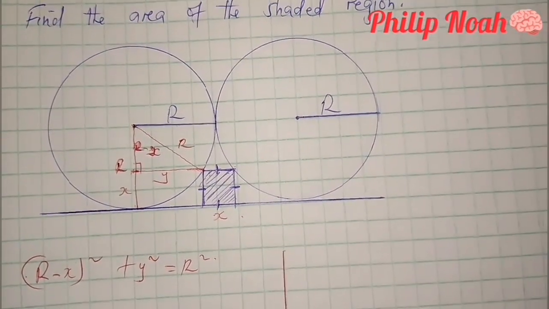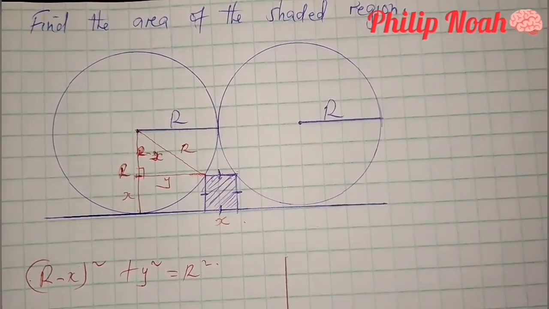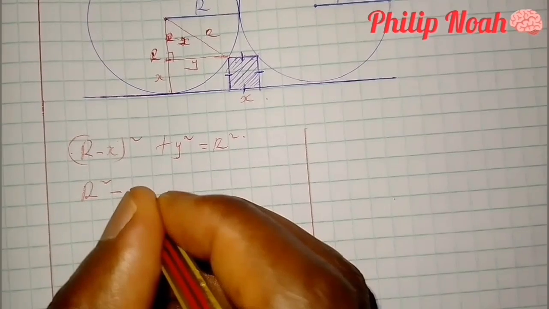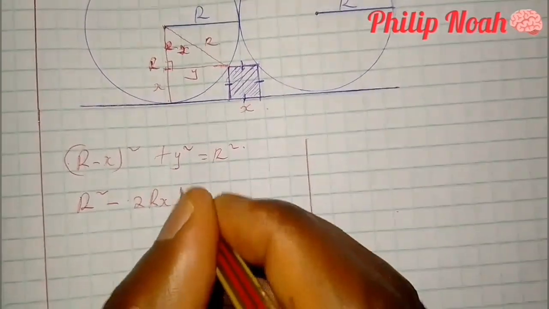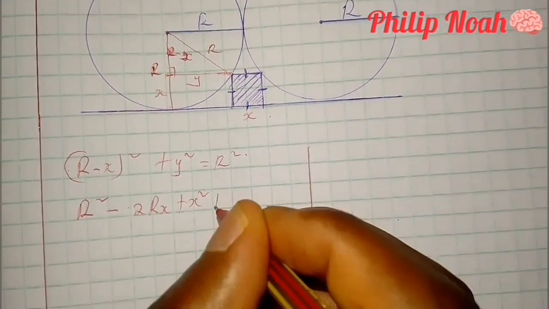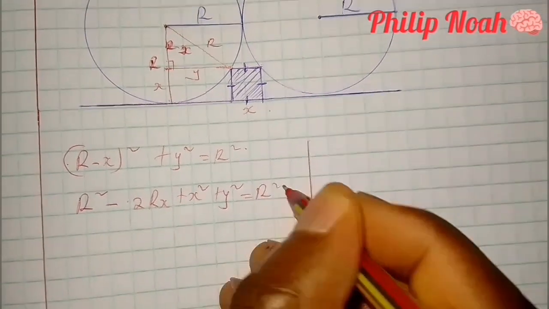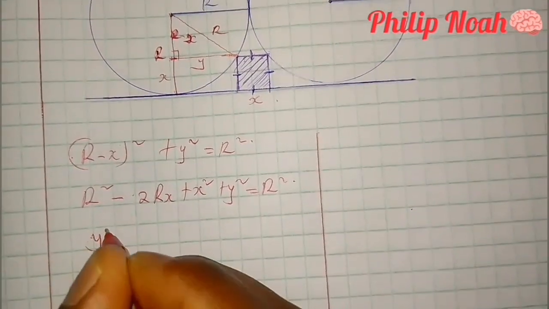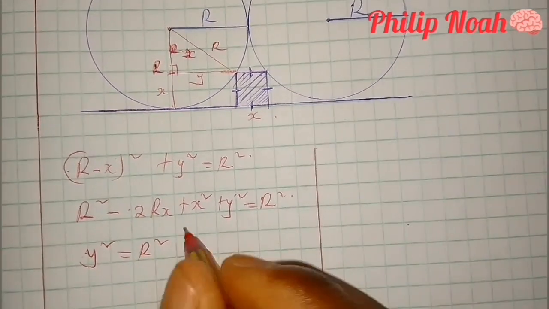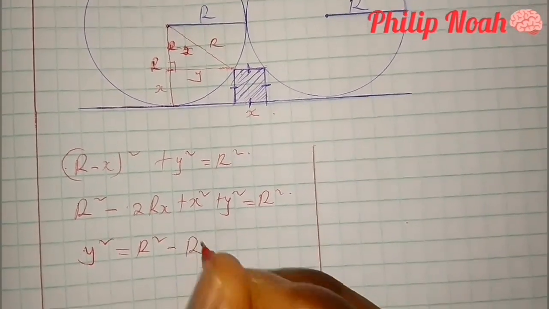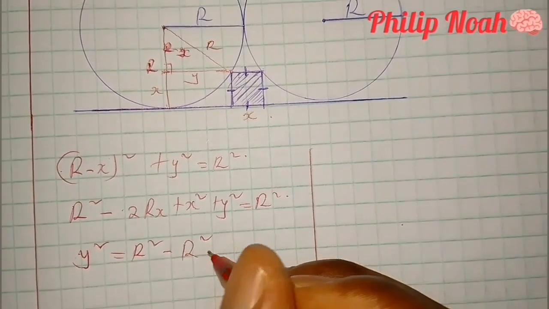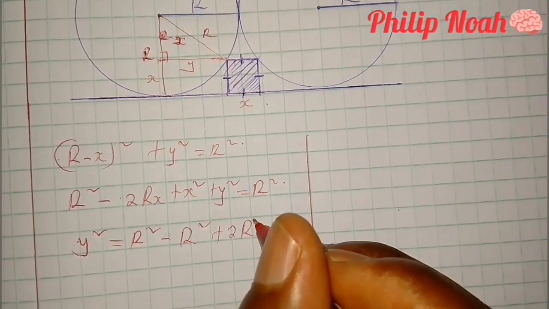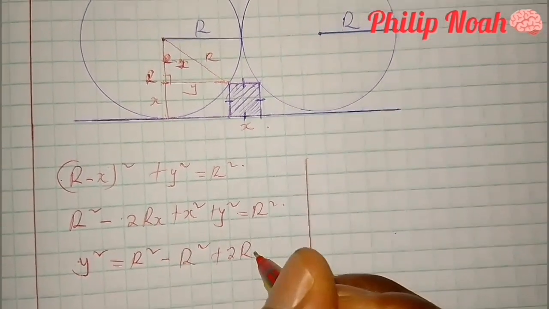This gives us r squared minus 2rx plus x squared plus y squared is equal to r squared. y squared is equal to r squared minus r squared plus 2rx.